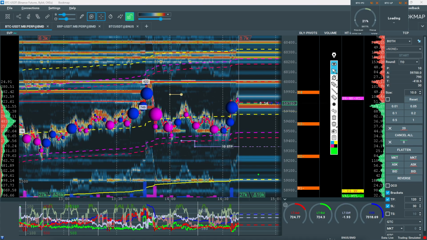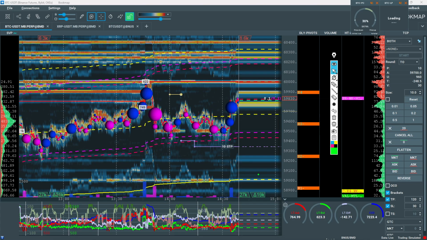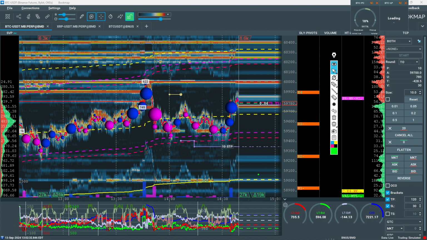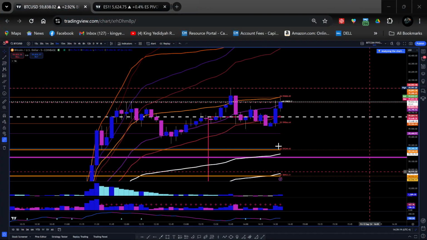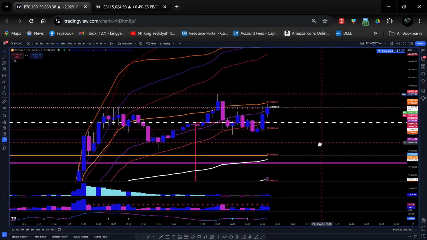Today is the 13th of September 2024. It's 14:39 hours Eastern Time, that's 2:39 p.m. And right now I'm in a live trade on Bitcoin. Just gonna show you on the chart here. We're gonna go over to Bookmap in a second. Actually, I'm already on Bookmap. Go over here to Trade and View.